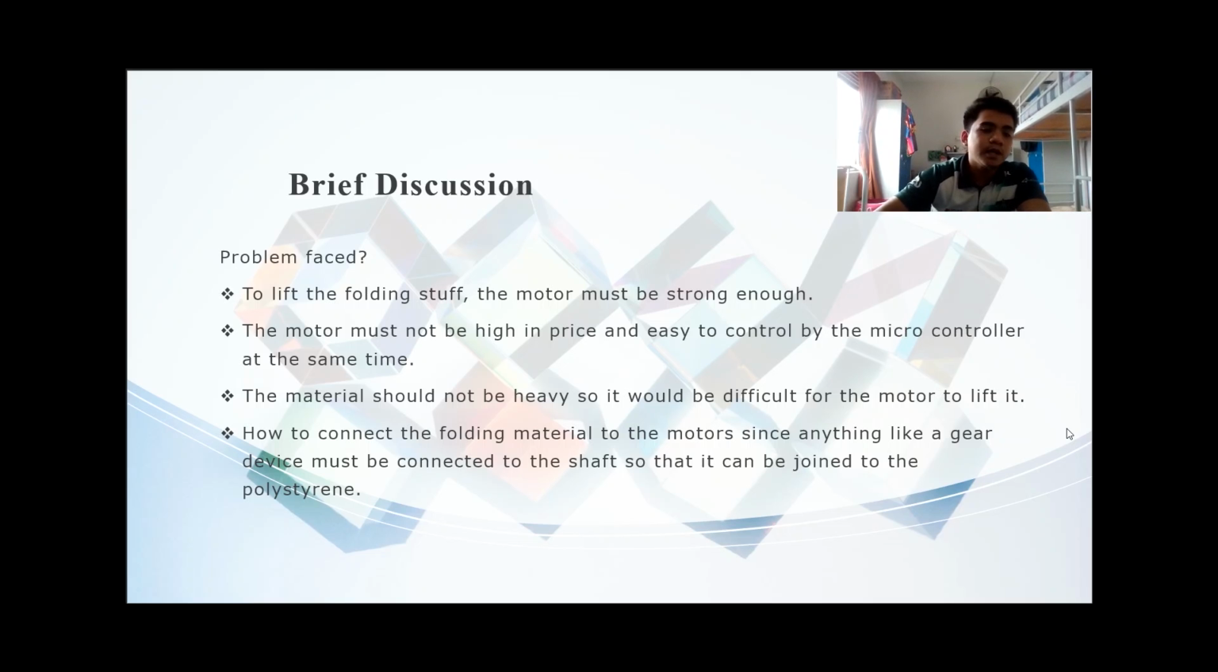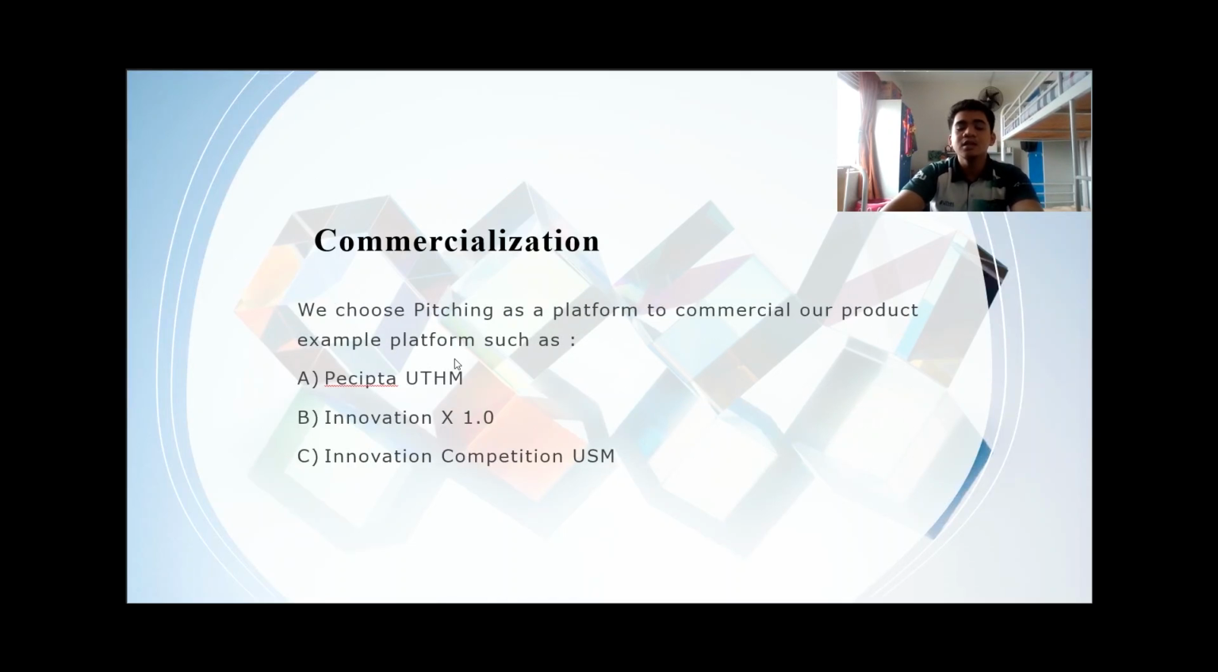Okay, so the next one is the commercialization. For the commercialization, we choose pitching as a platform to commercialize our product. Before that, I will explain why we use pitching. Because pitching is a competition that gathers big companies that are looking for sponsors. All of the innovation products present their benefits. If a company likes our product, they will choose us, and then we will get a sponsor and use the company name to sell our product. So this is the fastest way to commercialize our product.